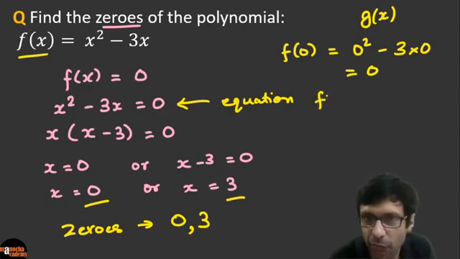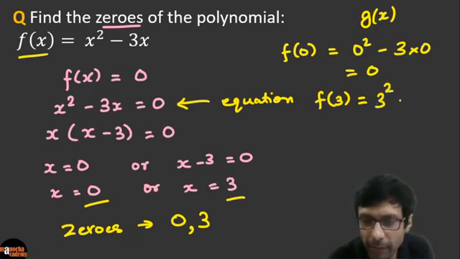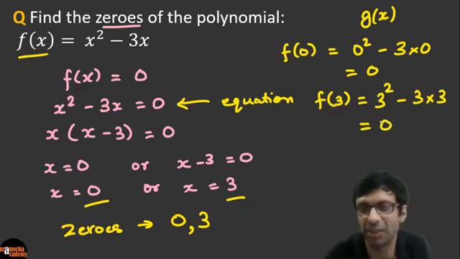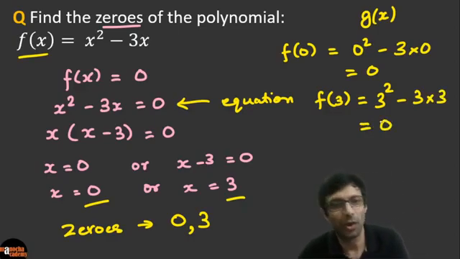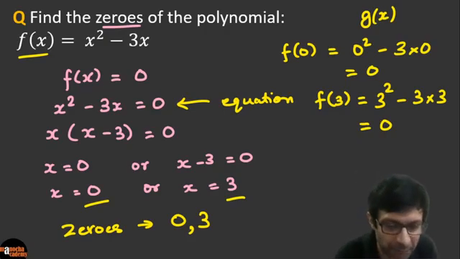And take again f(3). So go back and substitute it. So f(3) is going to be 3 squared minus 3 times 3. So 9 minus 9, again 0. So see, guys, you can quickly confirm your answer, right? Whatever values you've got, go ahead and substitute them in the polynomial and you should get 0, because your goal was to find the zeros of the polynomial.